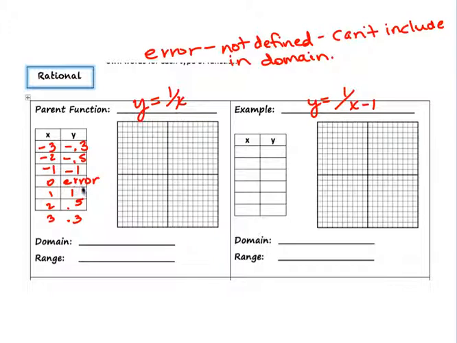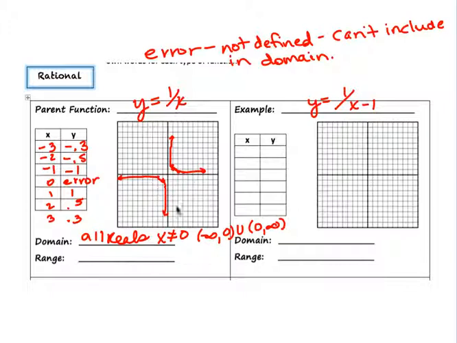So what you need to know for the domain is, you can write it a couple different ways. You can write all reals, x not equal to 0. Or if you want to write it in interval notation, it looks like this. It's -infinity to 0 in union with 0 to positive infinity. Okay, that's what it looks like in interval notation. I don't really care which one you do.